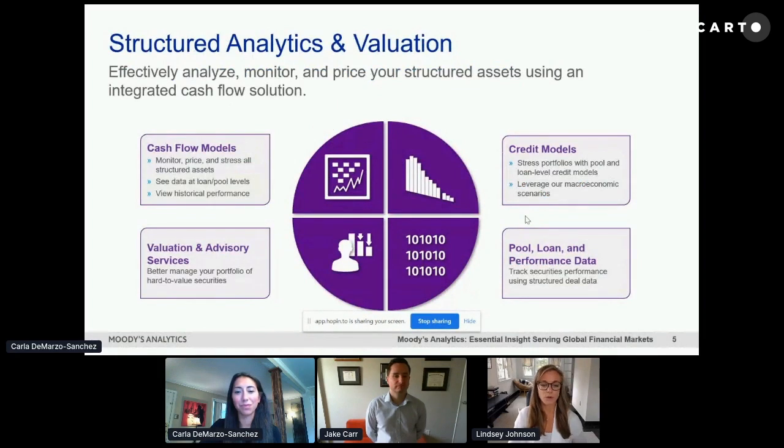As you can see here, Moody's has the current and historical data for structured securities at the loan level, as well as the pool level, to track securities performance and to value securities, as well as the credit and cash flow models to stress portfolios. This data is mapped to the physical real estate asset and geotagged to the parcel level as well.